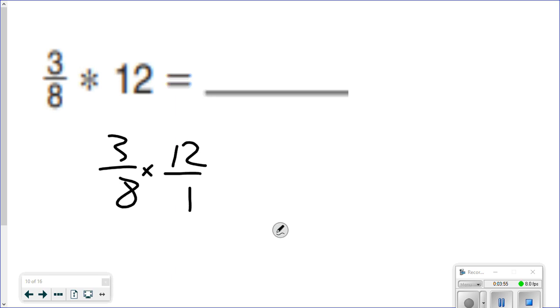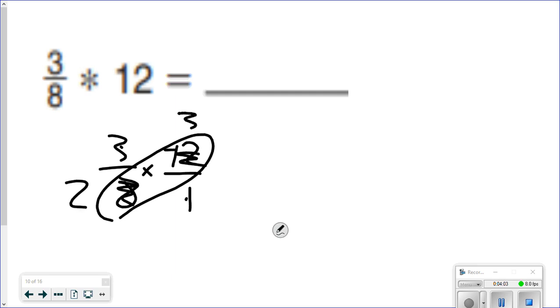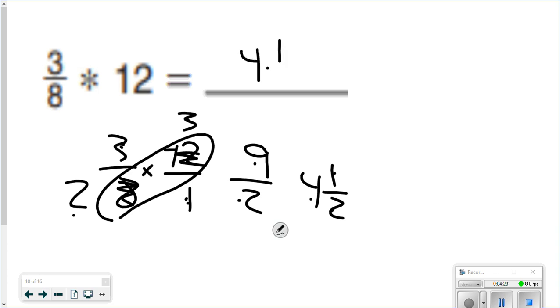Okay. 3 and 1, I can't get any smaller, but I can get these two a little smaller. I'm going to divide those both by 4. 8 divided by 4, I get 2. 12 divided by 4, I get a 3. 3 times 3 is 9. 2 times 1 is 2. How many 2's go into 9? 4 and 1/2 go in there. Would you agree? If I check this, 2 times 4 is 8 plus 1 is 9 over 2. 4.5 is my answer. Let's do another one.